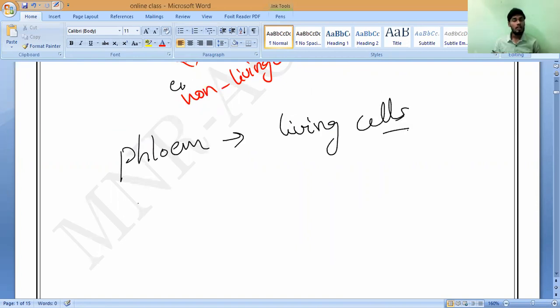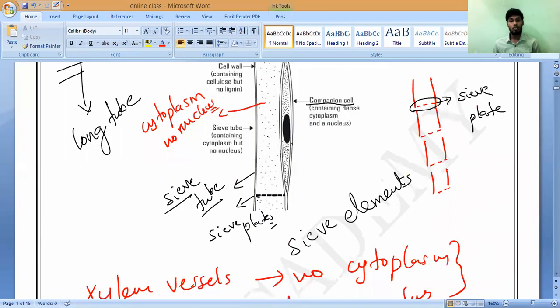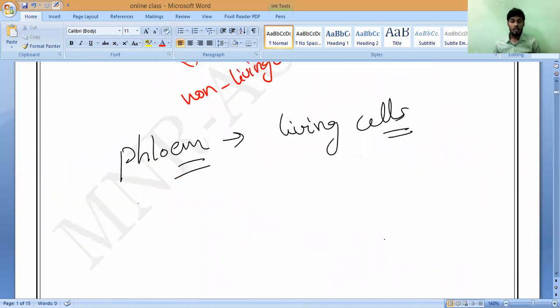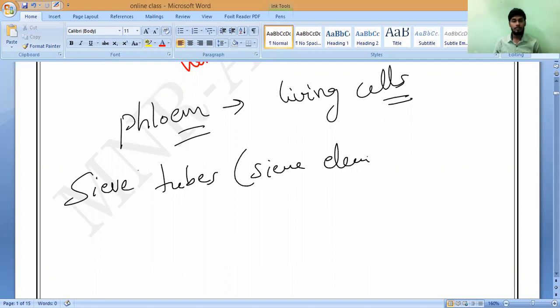Living cells. Do you understand? Phloem is living cells. So what is it formed by? Phloem is formed by the joining of what? Sieve tubes, which are sieve elements, right? Sieve tubes we can call sieve elements.